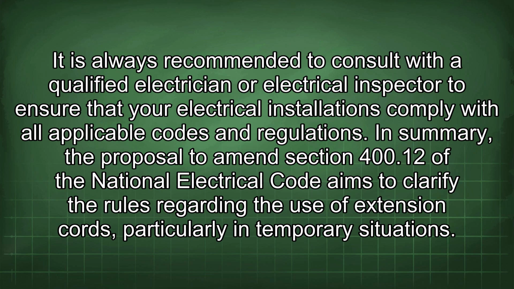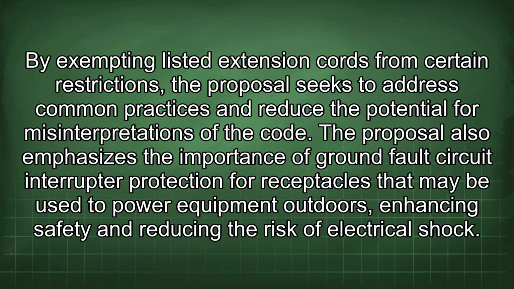In summary, the proposal to amend Section 400.12 of the National Electrical Code aims to clarify the rules regarding the use of extension cords, particularly in temporary situations. By exempting listed extension cords from certain restrictions, the proposal seeks to address common practices and reduce the potential for misinterpretations of the code. The proposal also emphasizes the importance of ground fault circuit interrupter protection for receptacles that may be used to power equipment outdoors, enhancing safety and reducing the risk of electrical shock.